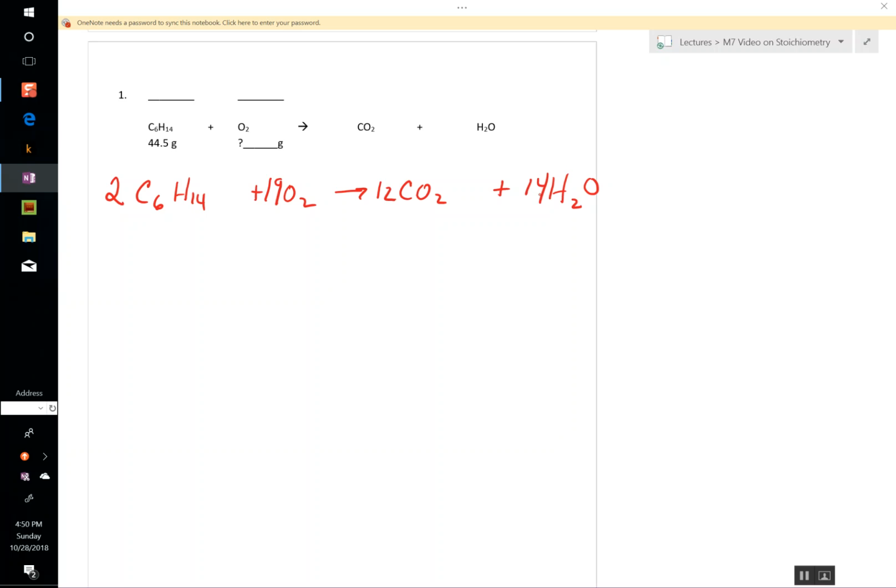All right? The other ones here, like I said, the balanced ones are in Canvas, but work on these and you can see what they are.